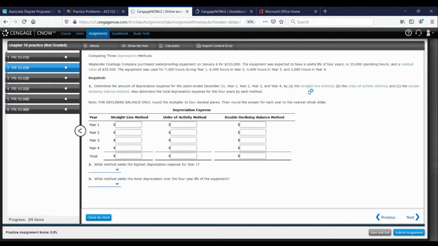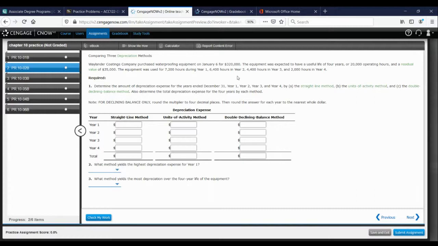So to calculate depreciation with the Straight-line Method, you need to know what the cost of the asset is. The cost of the asset in this case is $320,000. You also need to know the scrap value of the asset. When you subtract the scrap value from the cost of the asset, it will give you what I call the depreciable value of the asset. This depreciable value is the total amount that the asset will depreciate over its life.